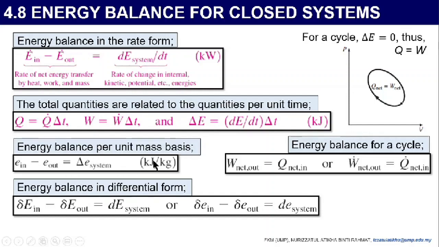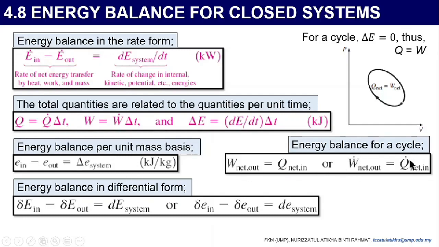Energy balance per unit mass. Per unit mass, we have E in minus E out in small letters. So it is actually large E over m. Energy balance per unit mass. I just simplify it here. So it is actually large E over m in minus large E over m out, equal to delta large E system. So that is energy balance per unit mass.